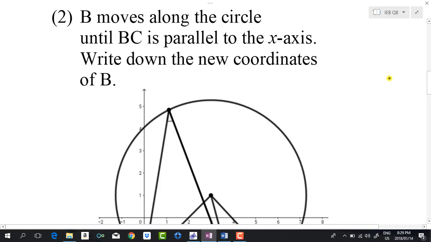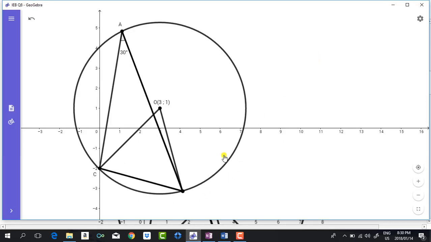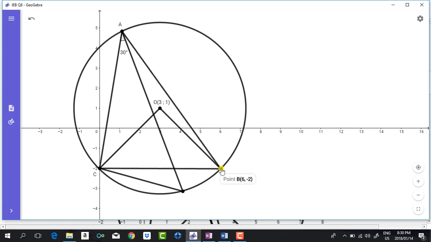Okay, now here's where moving points comes into this dynamic geometry. B moves along the circle until BC is parallel to the x-axis. Write down the new coordinates of B. So I'm going to bring up GeoGebra here, and let's have a look. There's your point B. And what's going to happen is that this point B is going to move along the circle such that the line segment goes parallel to the x-axis. So if we have a look at that, what we've got is the point B (6, -2) there. And in fact, it's quite easy that length CB would be 6 units. The coordinates would be (6, -2).